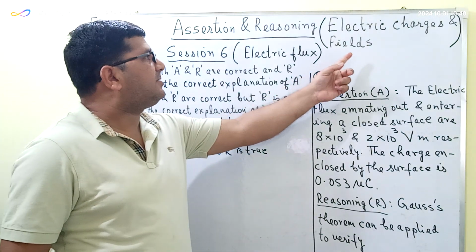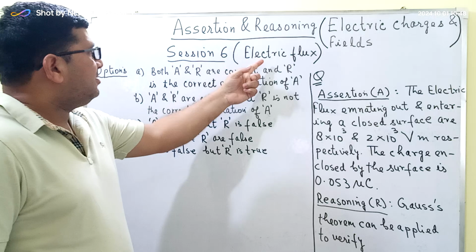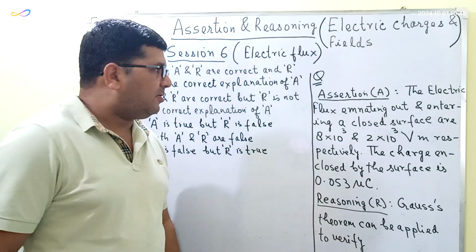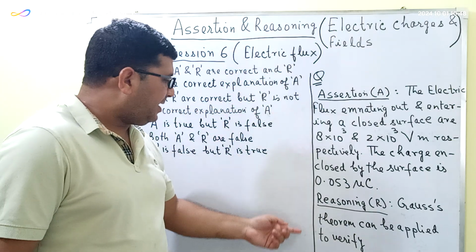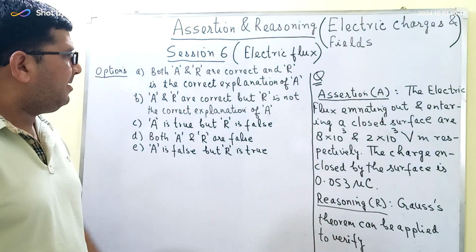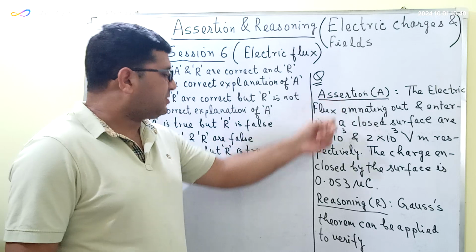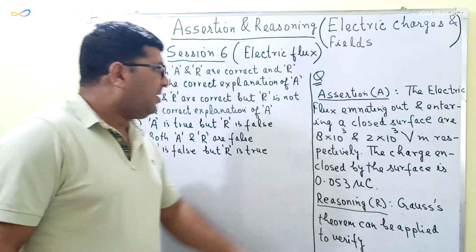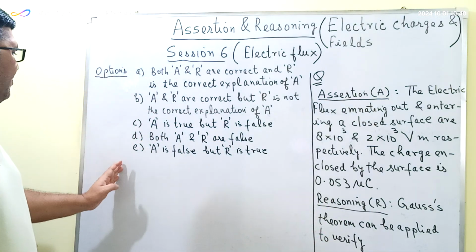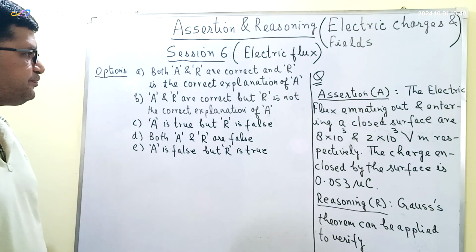That chapter is Electric Charges and Fields, and the topic is the electric flux and the Gauss law. So, based on this topic, I have taken one question for this session, and here the question has got two parts, the assertion part and the reasoning part. And there are four options given here, so we have to choose the right option.